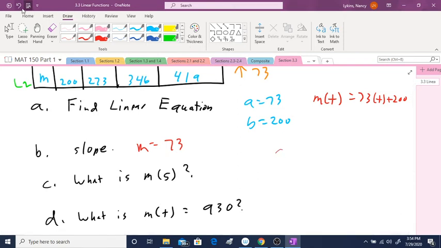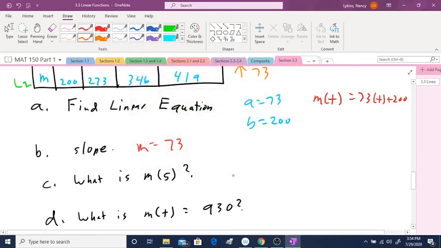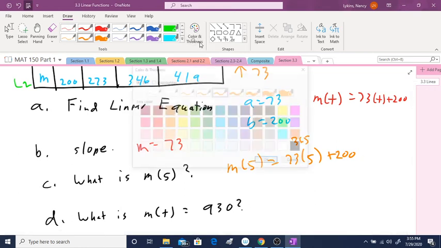So in part C, all I'm going to do is put in M of 5 equals 73 times 5 plus 200. This should be 365 plus 200, which gives you 565.